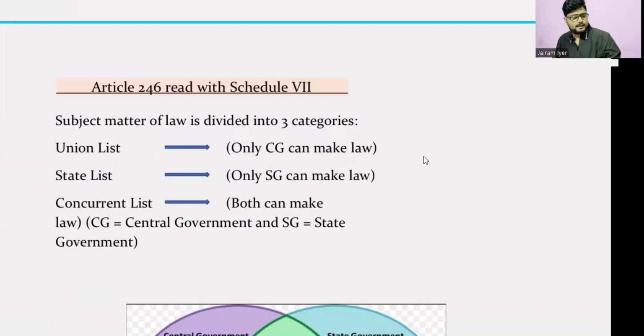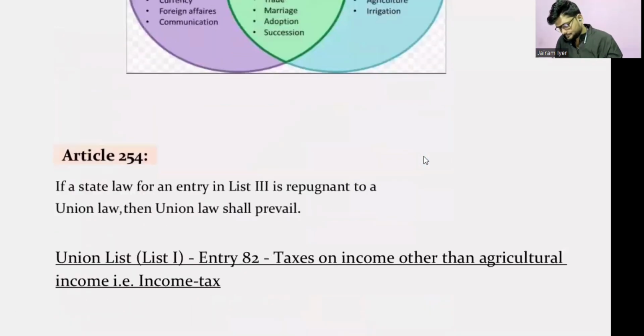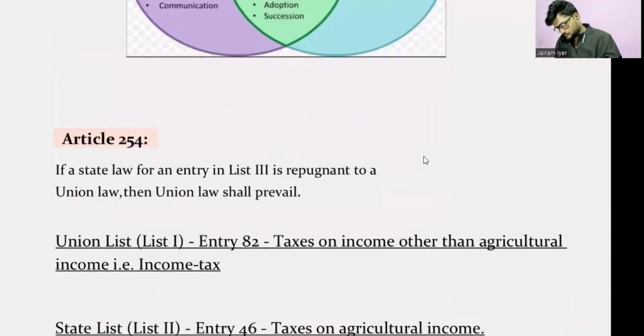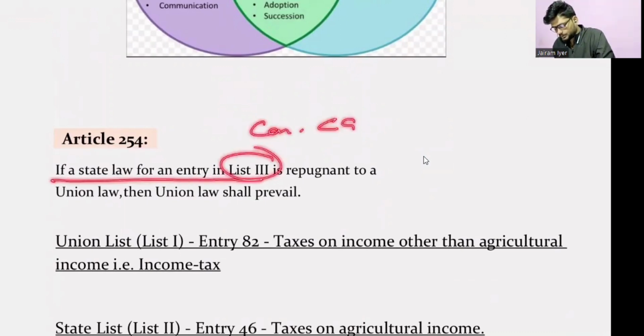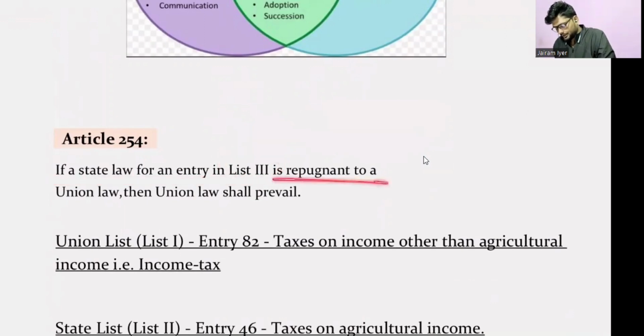Then there is another article. Article 254 says that if a state law on an entry in List 3, that means the concurrent list where both the central government and state government can make law, is repugnant to a union law, then the union law shall prevail. The simple meaning is that if they ever collide with each other, whatever the center says will prevail over the state.